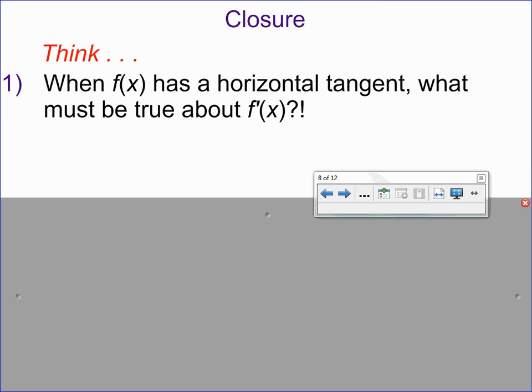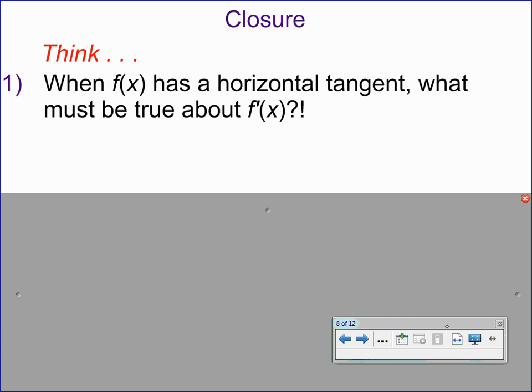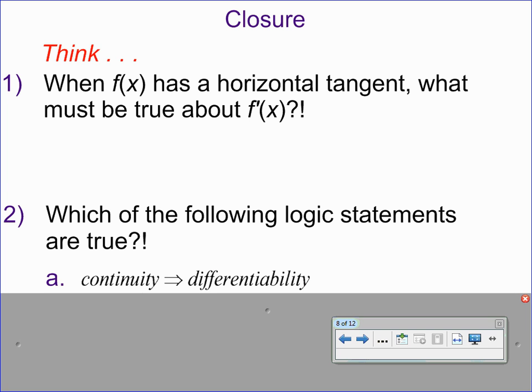Okay, so what's going on? Well, we'll go ahead and do our closure, and then we'll take a look at a piecewise defined function, again, to make sure we're fresh with that. When f has a horizontal tangent, what must be true about f prime of x? Don't say it out loud. I'll call on you. Which of the following statements are true?